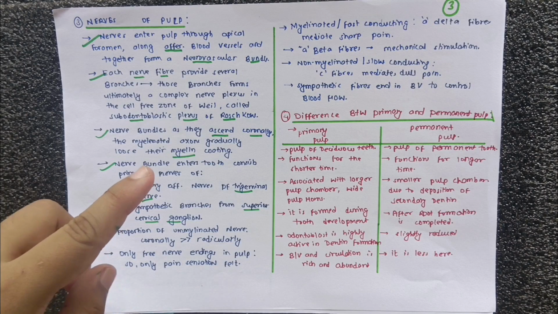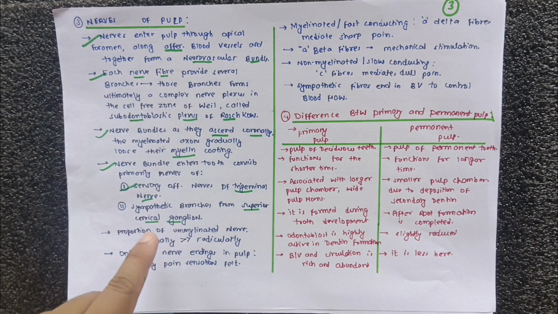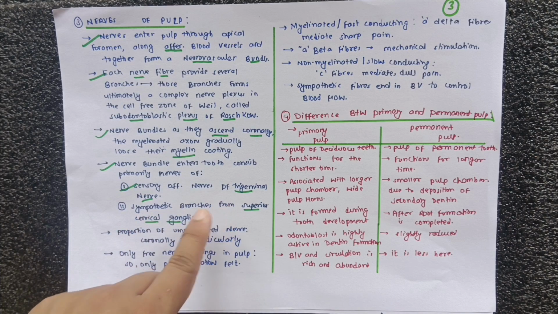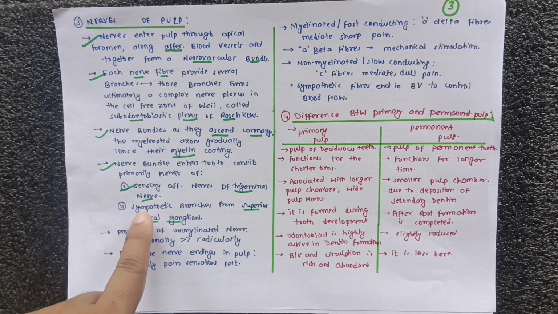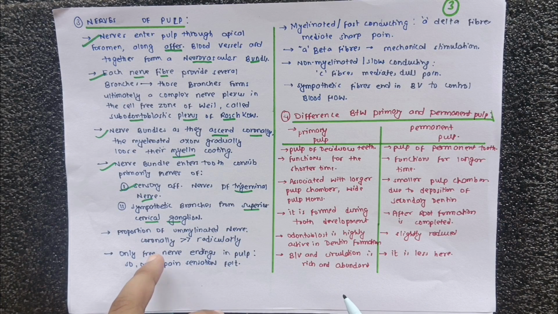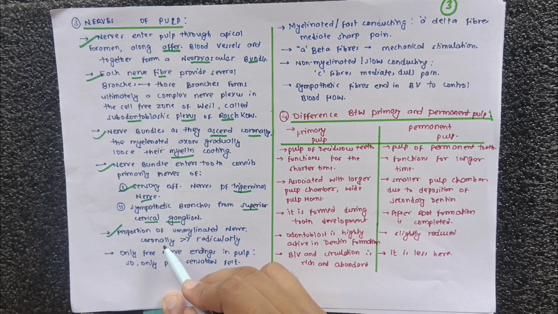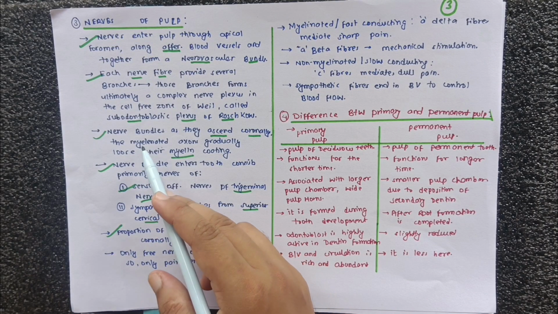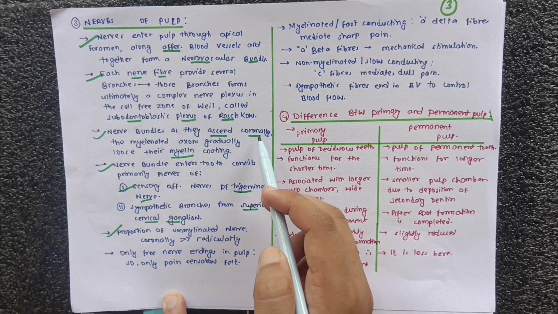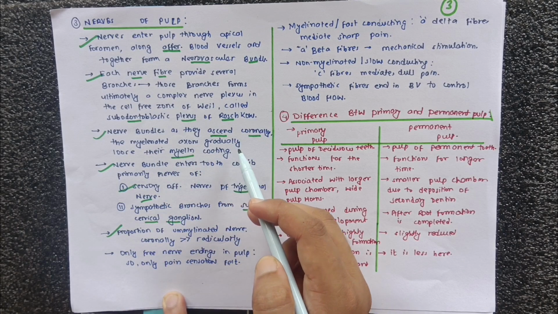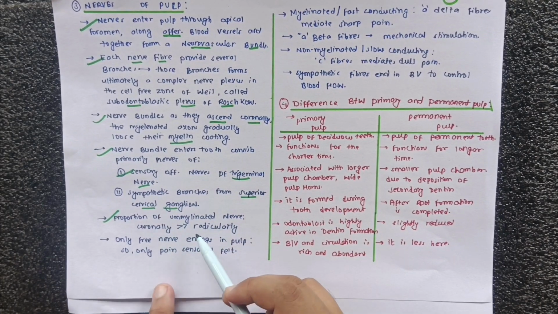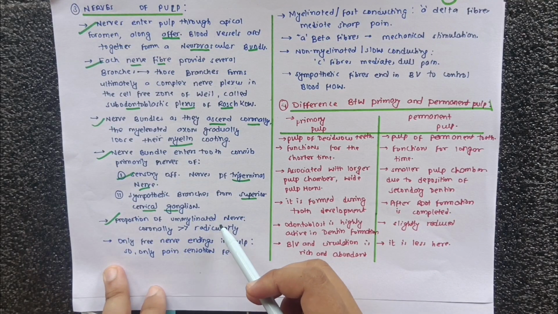So the nerve bundle that comes into the pulp is from the sensory afferent fibers of the trigeminal nerve. The trigeminal nerve is a cranial nerve, the fifth cranial nerve. After that, sympathetic branches from the superior cervical ganglion. In the next point, the proportion of unmyelinated nerves is more coronal than radicular. As it moves coronally, the myelin sheath is lost, so coronally there is a greater proportion of unmyelinated nerves.